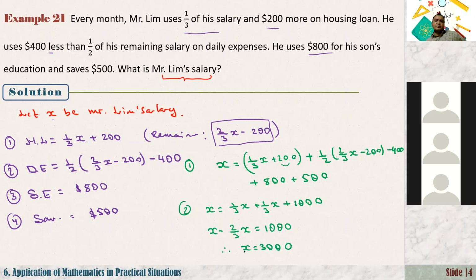So what is the question? What is Mr. Lim's salary? Mr. Lim's salary is $3,000. Gusain, is it clear? Did you understand? Or is it too easy for you? I understand.